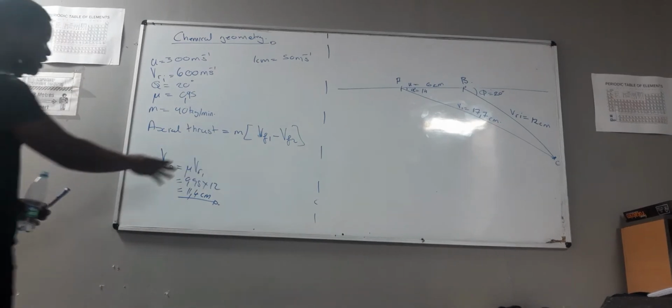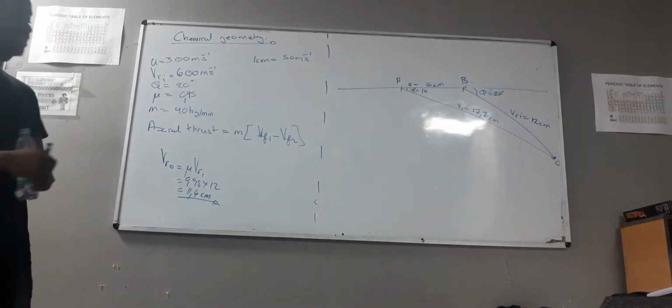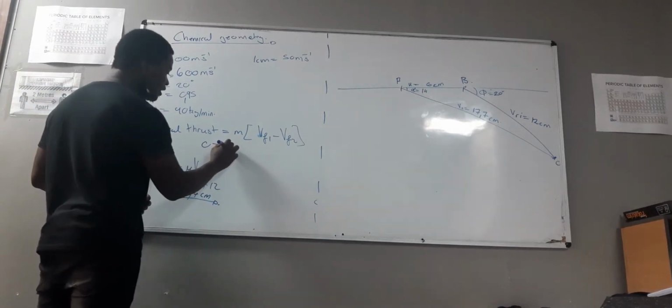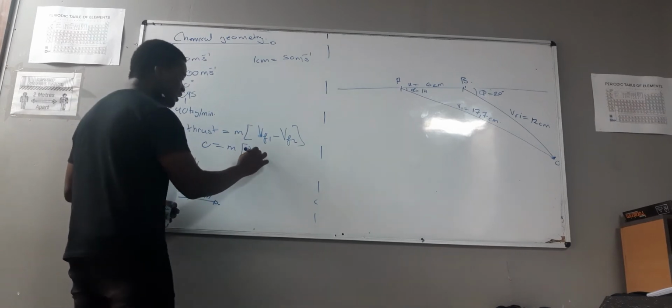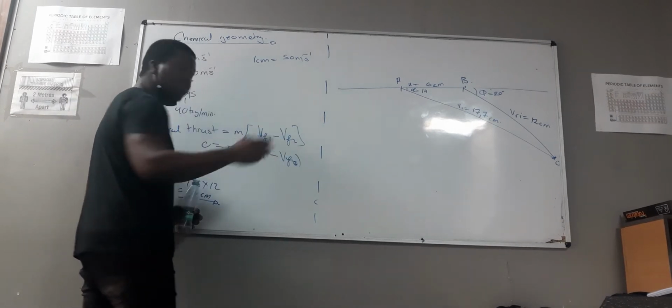Now, the formula for axial thrust is this one. Now, if no axial thrust is developed, that means 0 is equal to m (VF1 minus VF2). Are we together? Or VFO, depending, right?